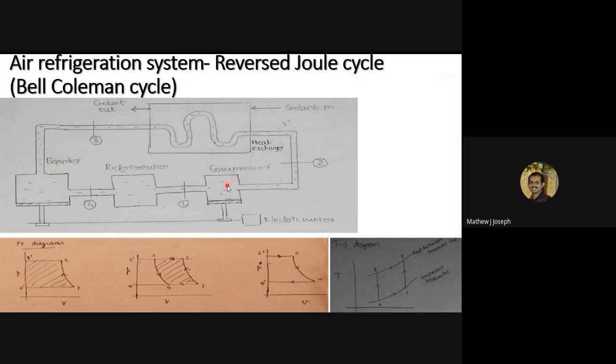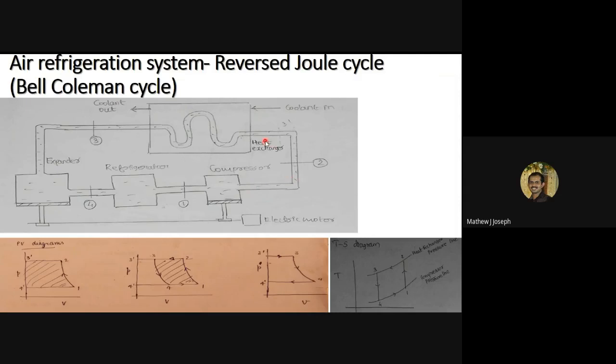The delivery stroke of the compressor cylinder. During the delivery stroke, the delivery valve will be opened from the compressor cylinder. The compressed air will be moving out. It will be let out towards the heat exchanger, and that is represented as 2 to 3 dash. 2 is the end point of the compression stroke, and the delivery stroke is represented as 2 to 3 dash.